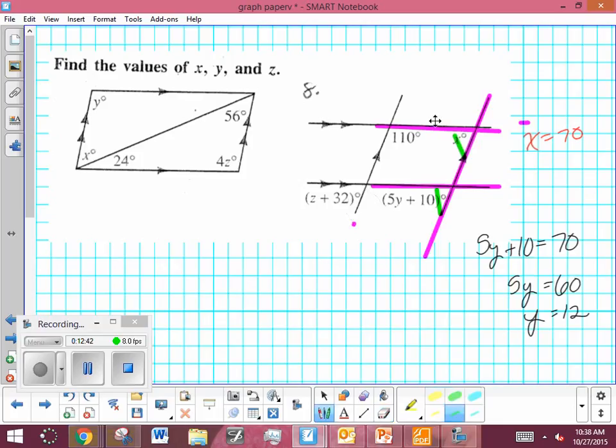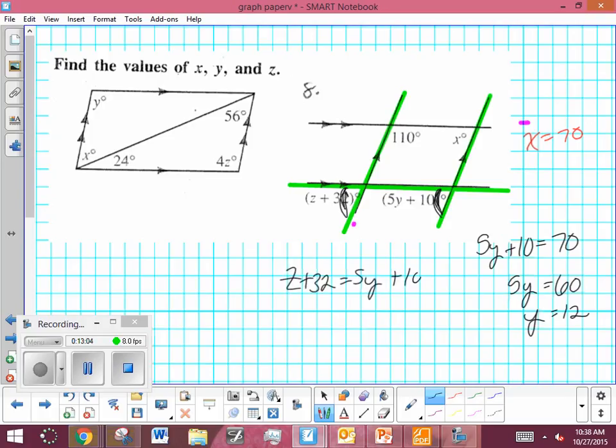Okay. Now what I'm going to do is go back to looking at a different set of parallel lines. Okay, back to the first set. That one, and that one, and that one. I should know that that angle there and that angle there are corresponding. So z plus 32 is equal to 5y plus 10. And then what's nice about this is that we've got a value for y. Okay, so y was 12, so that's 60 plus 10 is 70. And this is z, 38. Okay, z is going to be 38.